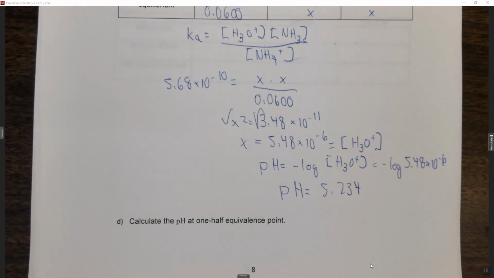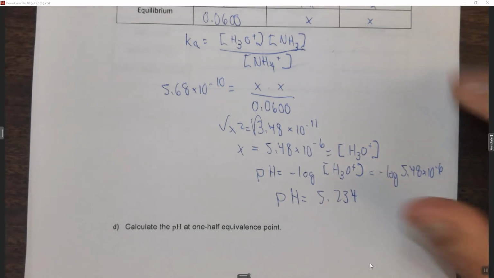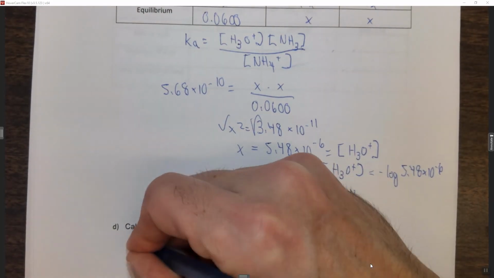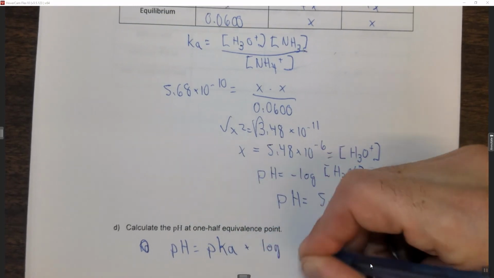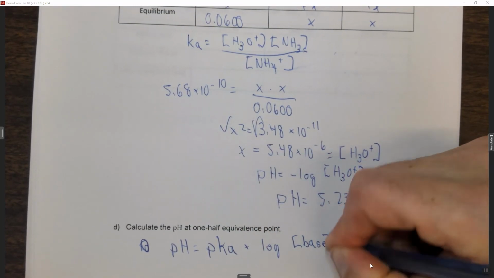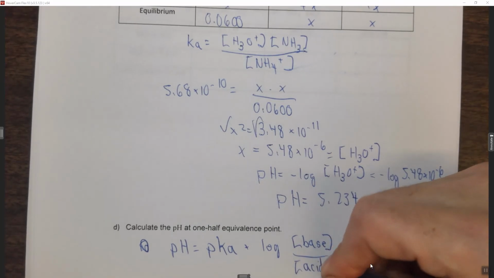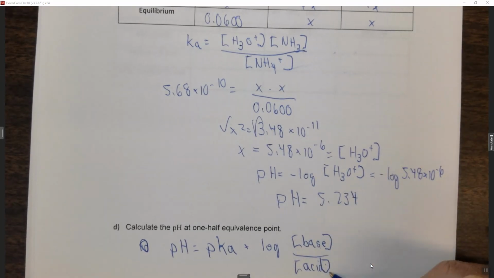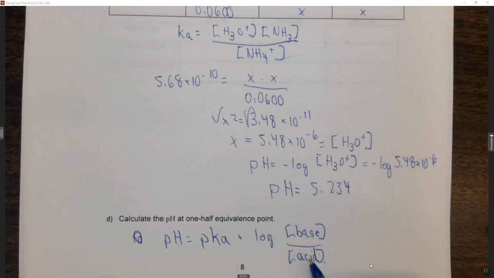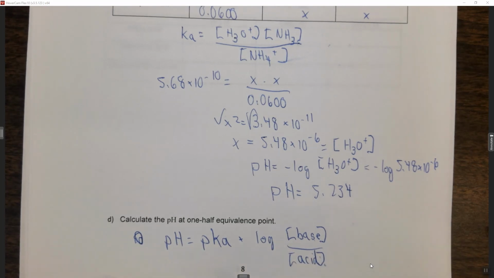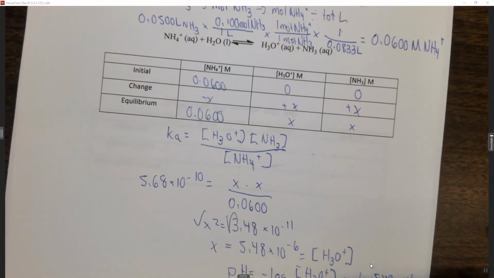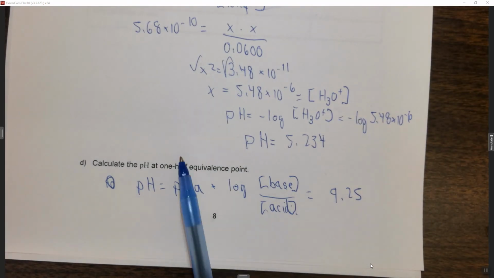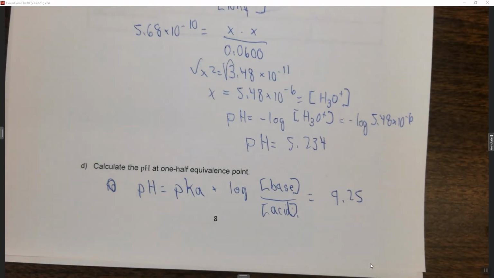What is the pH at 1/2 the equivalence point? Well, at 1/2 the equivalence point, if we look at the Henderson-Hasselbalch equation, which is pH equals pKa plus log concentration base divided by concentration acid, at 1/2 the equivalence point, the concentration of the base and the concentration of the acid are equal. This is 1. The log of 1 is 0. So the pH equals the pKa. The pKa here is 9.25, so it's just 9.25. So thankfully, something here is easy. So at 1/2 the equivalence point, the pH equals the pKa.